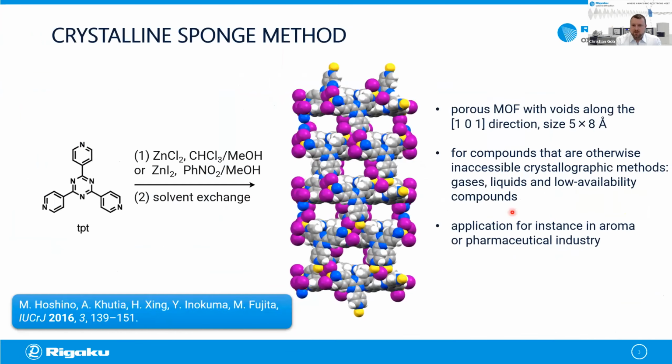So the crystalline sponge method in general, you have a linker molecule, this TPT type molecule, and you combine it with a zinc source. Could be either zinc chloride or iodide. Zinc bromide is less often used. Depending on the type of salt you have, different solvent systems that you have, and you synthesize this host structure.